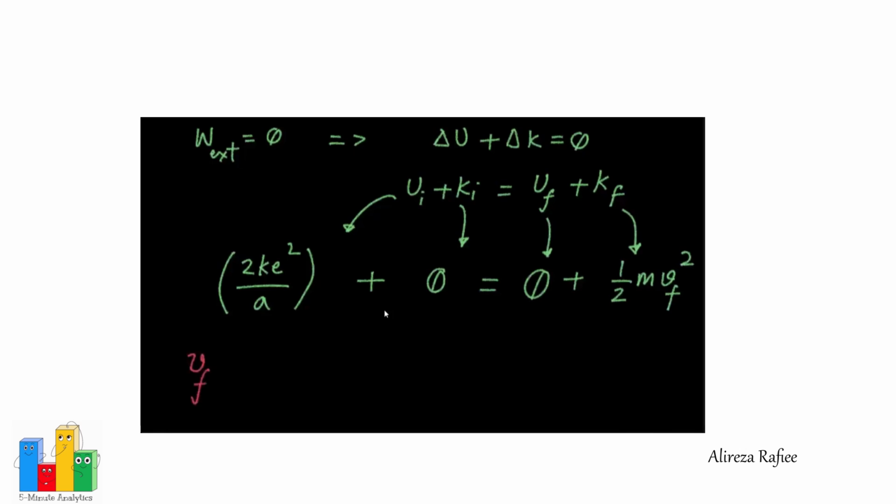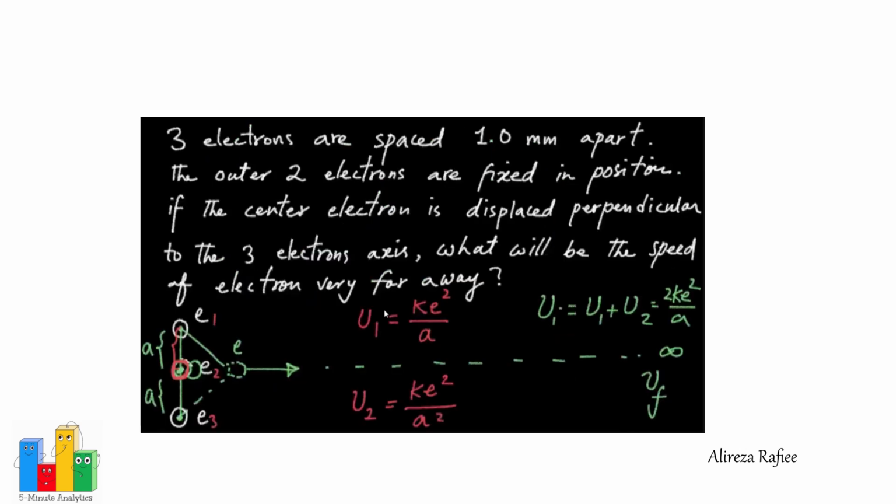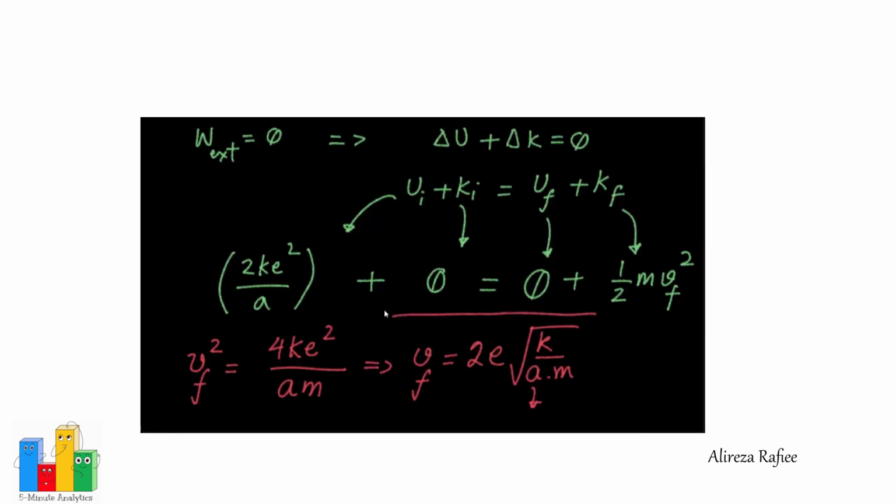So the final velocity to the power of 2 would be, bringing 2 to the other side, 4ke squared divided by m times A. So I need to calculate the final velocity, which is the square root of 4e squared, giving me 2e, and then the square root of k divided by A times m. Remember, A is the separation between the 2 electrons. So between 1 and 2 is A, between 2 and 3 is also A. And so you will have the final velocity calculated from this relationship.